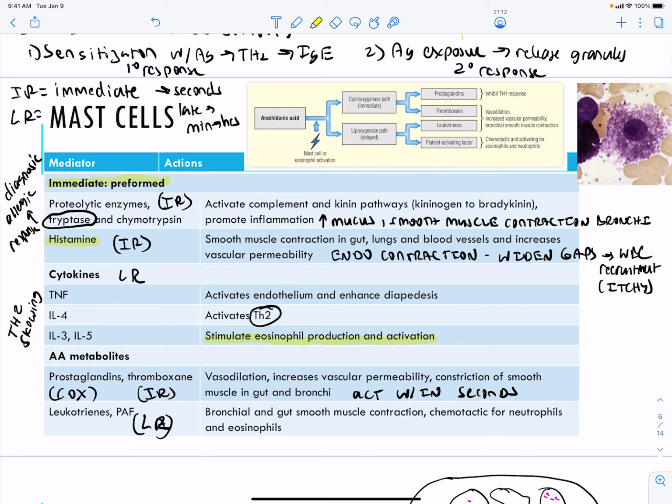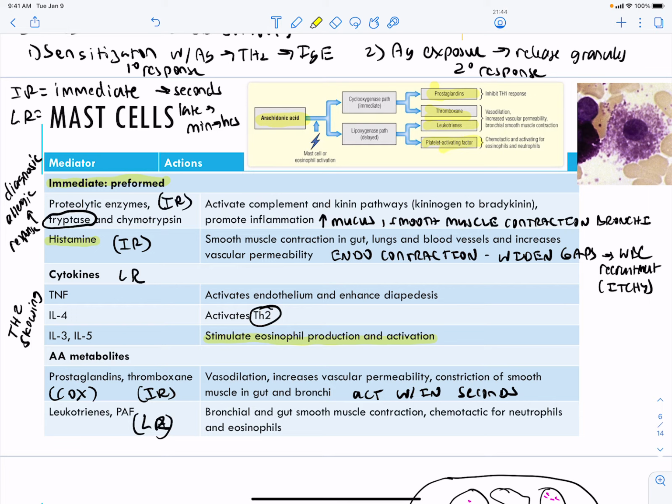So here we have, as a reminder of our prostaglandins and leukotrienes, arachidonic acid. Mast cells and eosinophils can generate different mediators from arachidonic acid. Using the cyclooxygenase pathway, you can have prostaglandins as well as thromboxane. Using the lipoxygenase pathway, you can get your leukotrienes as well as your platelet activating factor.